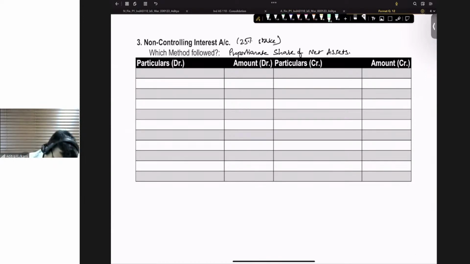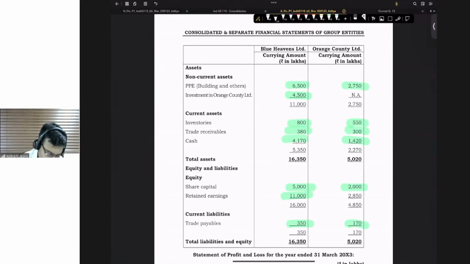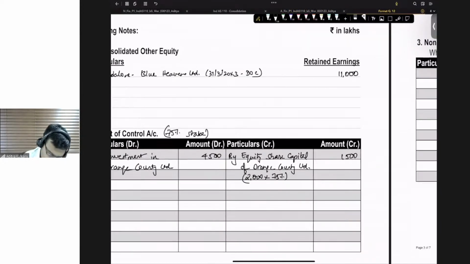So by equity share capital of Orange County Limited, 2000 into 25%, that is 500. Okay, so that takes care of equity capital. We now move on to retained earnings.